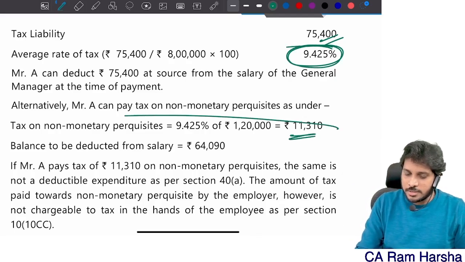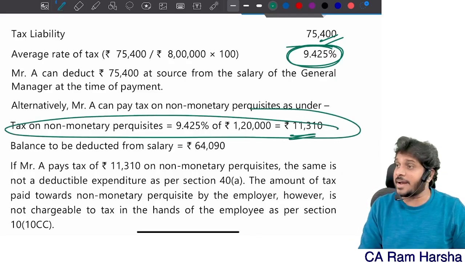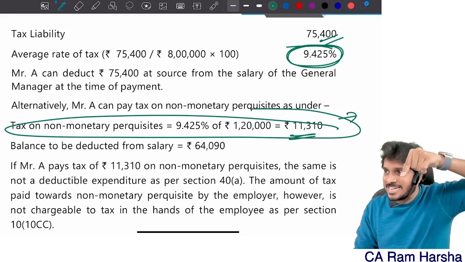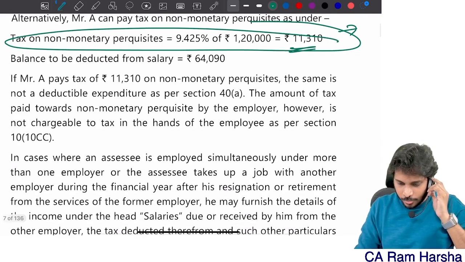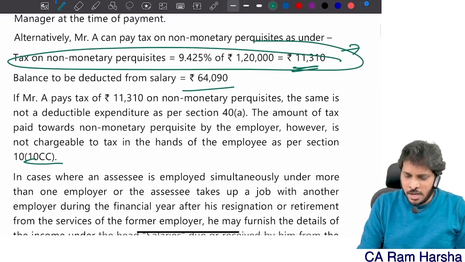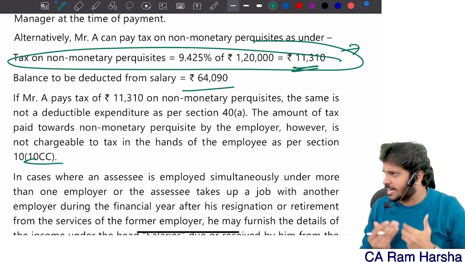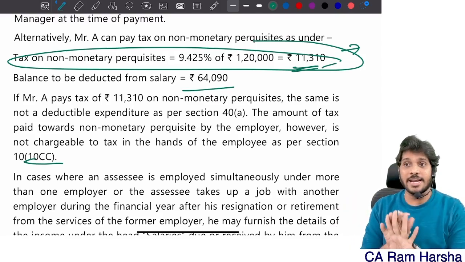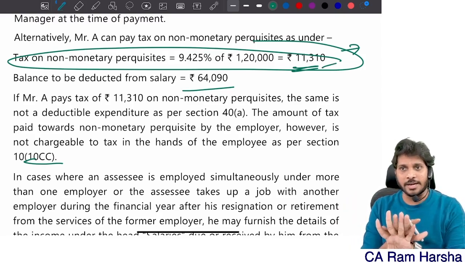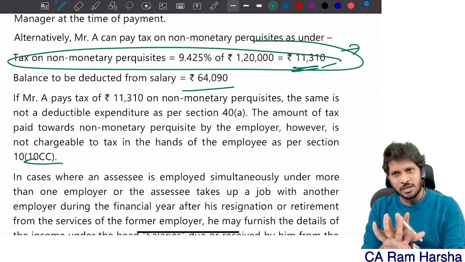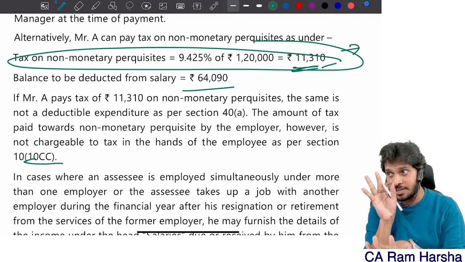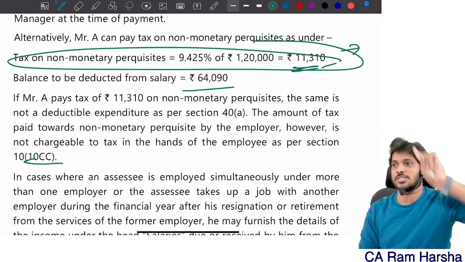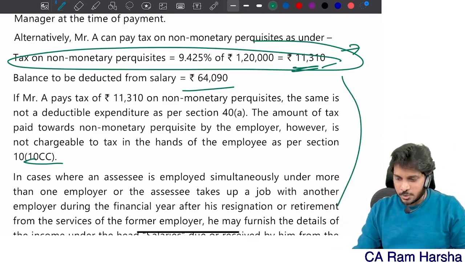So this 11,310 will be paid by the employer. This will be exempted in the hands of the employee, under 10(10CC). Yes or no? And the balance amount will be deducted from the salary of the employee. Further, the 11,310 the employer is bearing out of his pocket, right? Can he claim it as a business deduction because it is wholly and exclusively incurred for the purpose of business? No. Section 40A specifically disallows this. Clear? That is what they are asking.